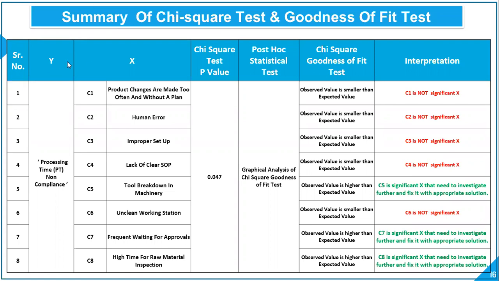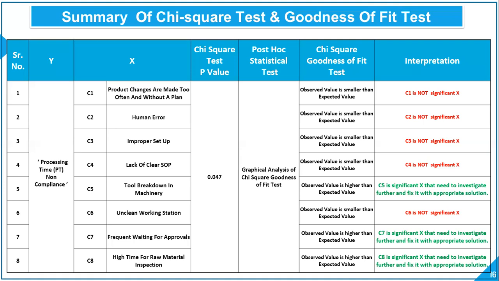So to start with, we had a Y, processing time non-compliance, right? And these are the 8 different critical causes we had before we started with the test. These are the X's which we found through the CI matrix. We deployed the chi-square test, and the p-value was 0.047. As the post hoc statistical test, we used the graphical analysis of the chi-square goodness of fit test.